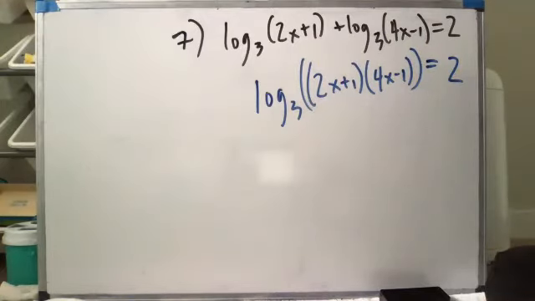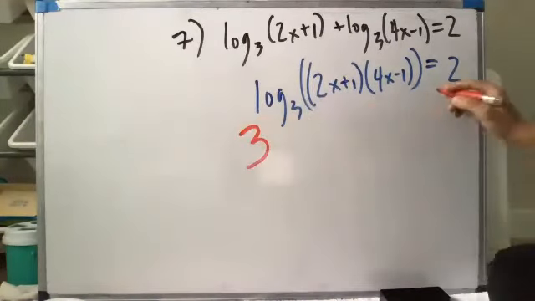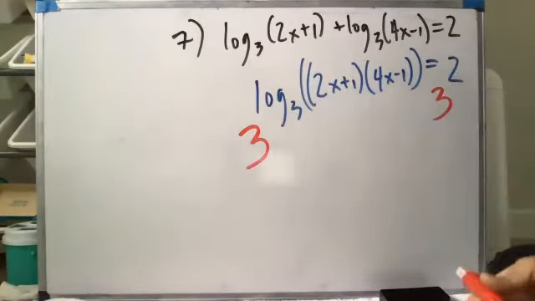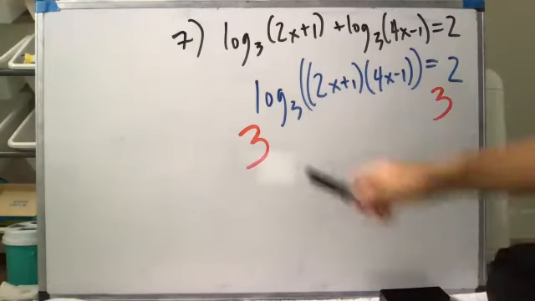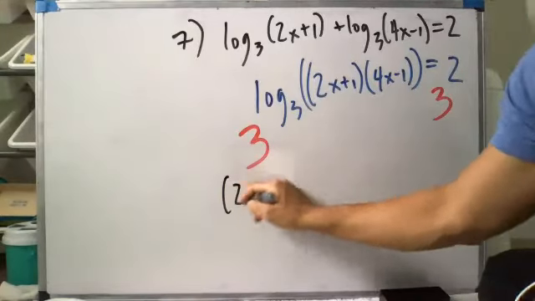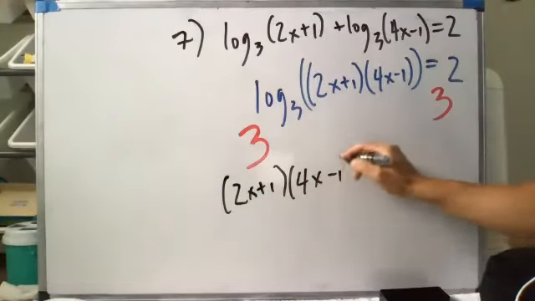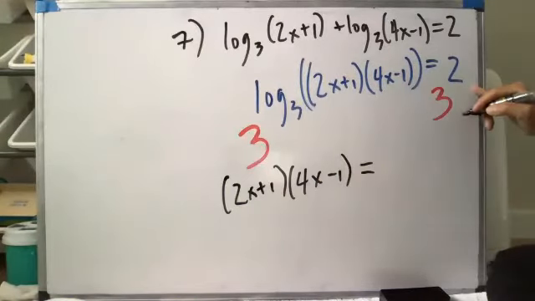All right, the next step is to treat this whole thing as an exponent. So this is 3 to that power is equal to 3 to the second power. The 3 here is going to undo this 3. So I'm just going to get here 2x plus 1 times 4x minus 1 is equal to 3 to the second power, which is 9.